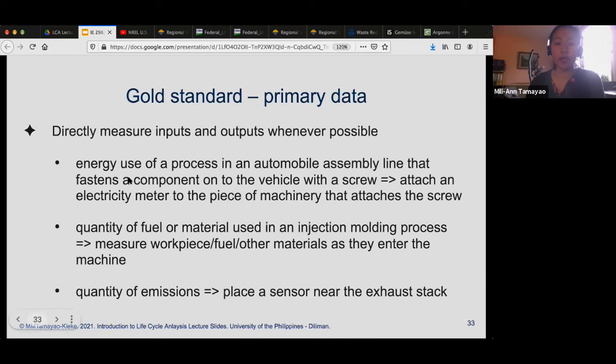For example, if you want to look at energy use of a process in an automobile assembly line that fastens a component onto the vehicle with a screw, what you can do is attach an electricity meter to the piece of machinery that attaches the screw. Or if you want to quantify fuel or material used in an injection molding process, measure the workpiece or fuel or other materials as they enter the machine. If you want to quantify emissions, then you can place a sensor near the exhaust stack.